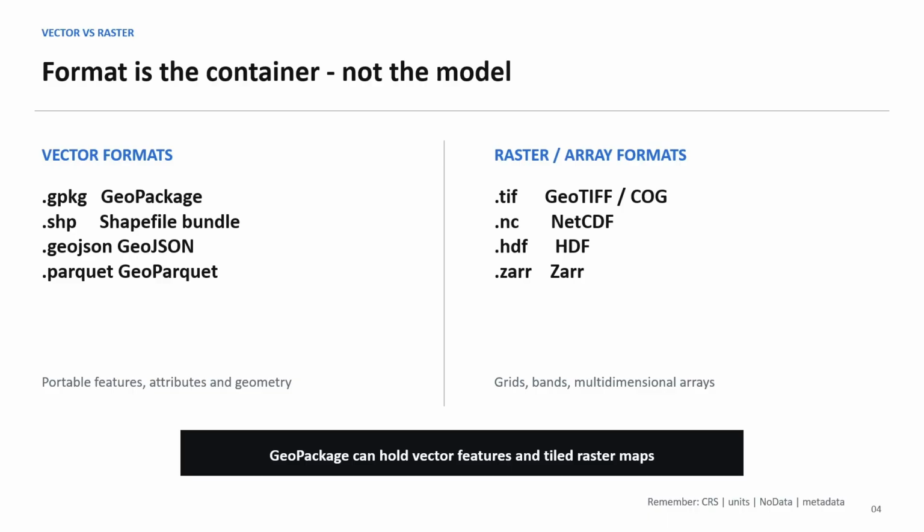File format and data model are related, but they are not the same thing. GeoPackage is an open container that can hold vector features and raster tiles. GeoJSON is a web-oriented vector exchange format. GeoTIFF stores georeferenced rasters, while a cloud-optimized GeoTIFF is arranged for efficient partial web access. Shapefile remains common, but its legacy field and size restrictions matter.